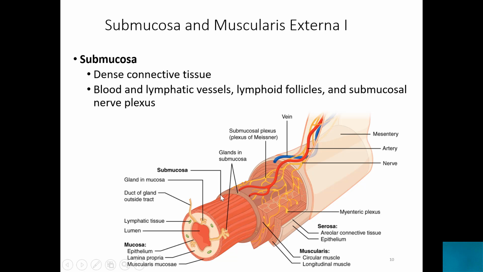Next layer, submucosa. Here it is, submucosa. It's made of dense connective tissue. It contains blood vessels, arteries and veins, arteries for digestion, veins for absorption of digested food, lymphoid follicles, and also submucosal nerve plexuses for regulation.